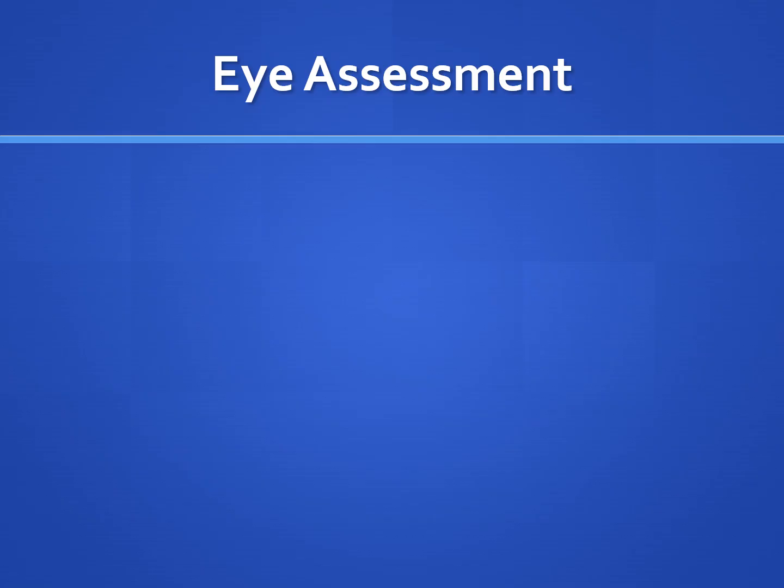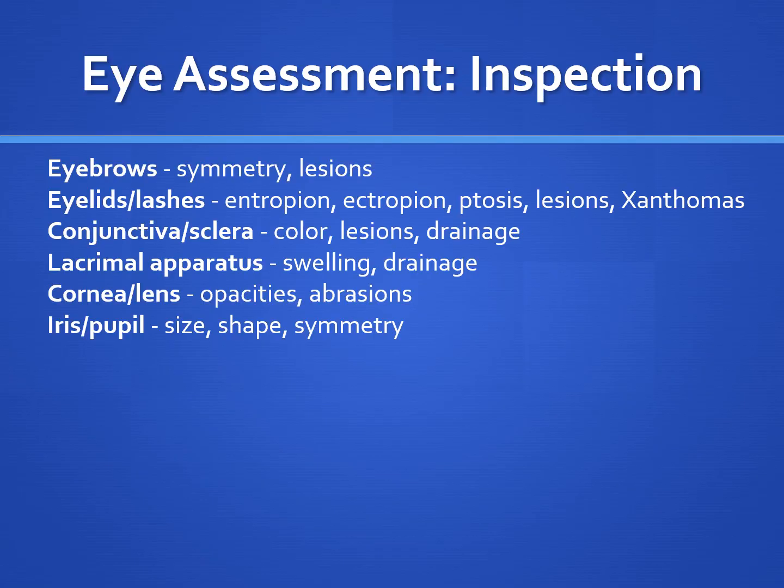Now moving on to eye assessment. So we're starting with inspection of the eyes, which gives us a lot of information before we even test our patient's vision. We're assessing their eyebrows for symmetry and hair distribution. Loss of the outer third of the eyebrows, we want to think hypothyroidism. We also want to note any lesions or skin changes around the eyebrows.